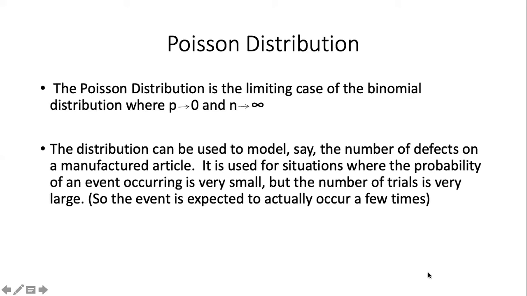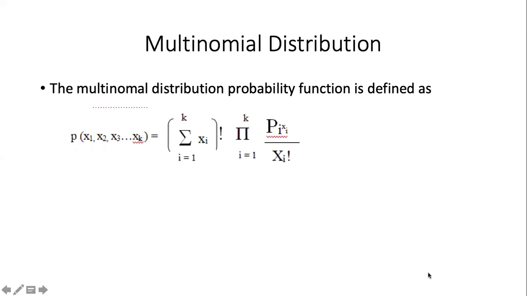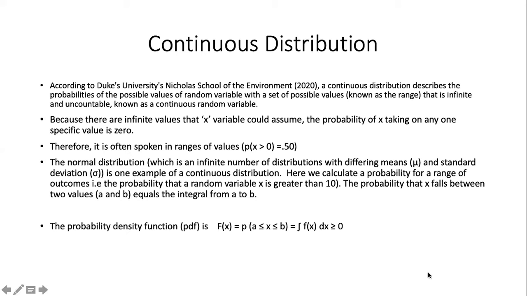Then we have the continuous distribution representation. I used the Duke University Nicholas School of the Environment statistical dissertations, which describe the continuous probability of possible values of a random variable with a set of possible values that is infinite and uncountable, known as a continuous random variable. The calculation as well as the mathematical representation of it is briefly depicted in our PowerPoint. But that is the summary of how our distributions represent variables or parameters.